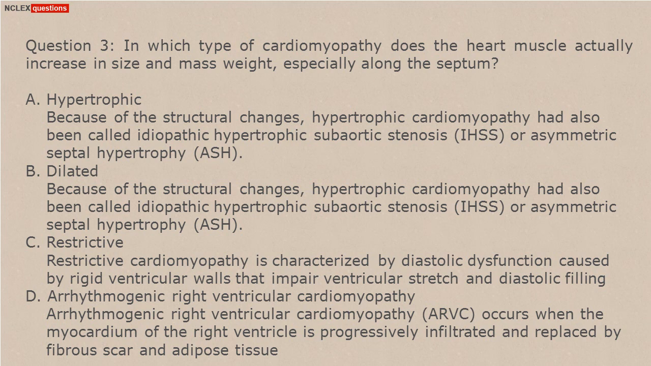B. Dilated. Because of the structural changes, hypertrophic cardiomyopathy has also been called idiopathic hypertrophic subaortic stenosis, IHSS, or asymmetric septal hypertrophy, ASH. C. Restrictive. Restrictive cardiomyopathy is characterized by diastolic dysfunction caused by rigid ventricular walls that impair ventricular stretch and diastolic filling. D. Arrhythmogenic right ventricular cardiomyopathy. Arrhythmogenic right ventricular cardiomyopathy, ARVC, occurs when the myocardium of the right ventricle is progressively infiltrated and replaced by fibrous scar and adipose tissue. Answer A.